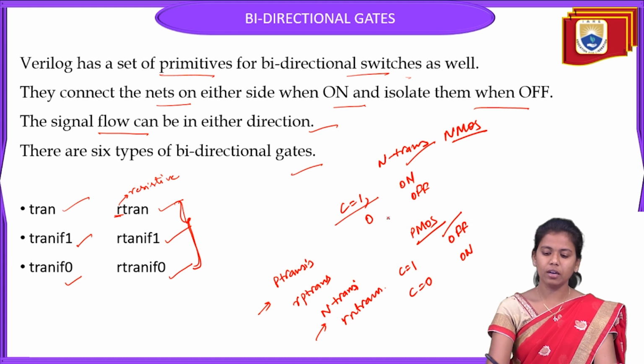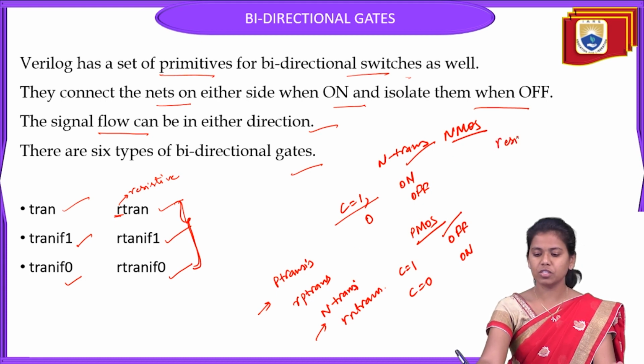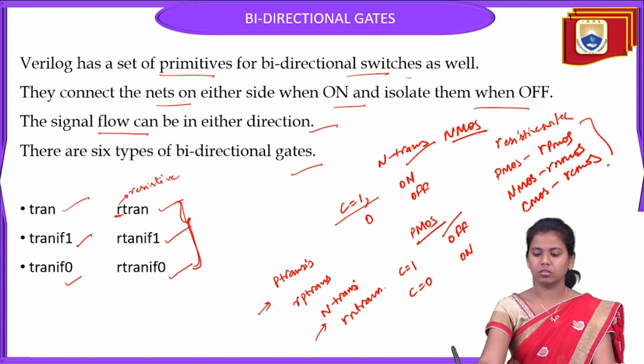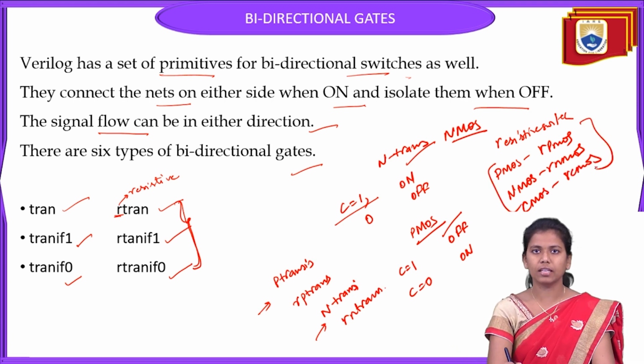So when it comes to the resistive switches, the P transistor, that is PMOS, we represent as RPMOS, and if it is NMOS, we represent as RNMOS. And if it is CMOS, we represent as RCMOS. The representation goes like this.